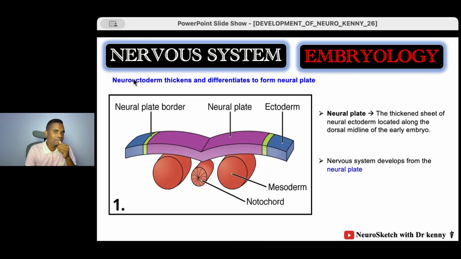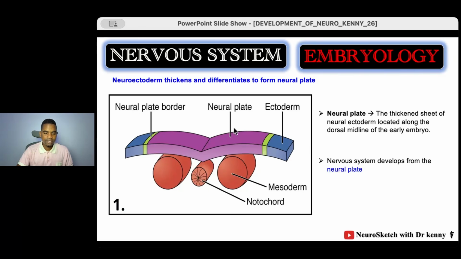How was the neuroectoderm formed? It was formed by the differentiation of the ectoderm under the influence of molecules of the notochord. So this is the neuroplate that we have here. And remind you that this is the neuroplate, this is the ectoderm, and between the neuroplate and the ectoderm we have this border, which is called the neuroplate border.